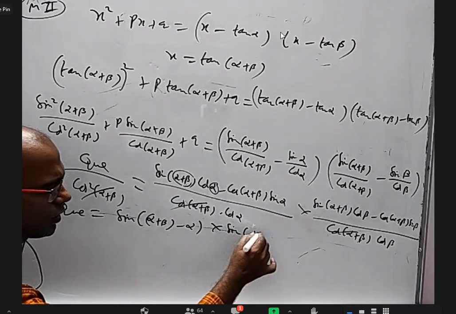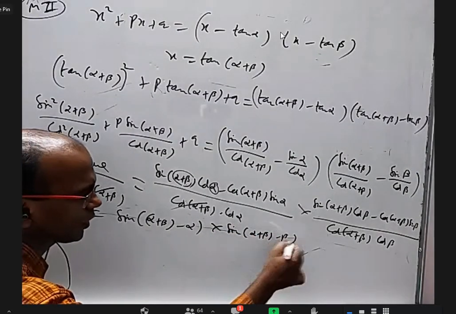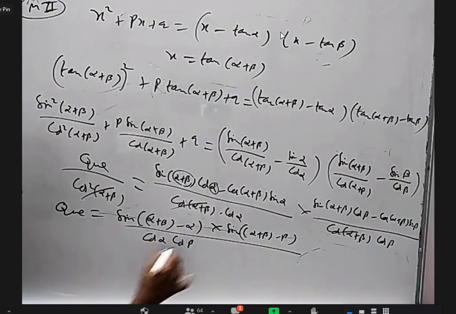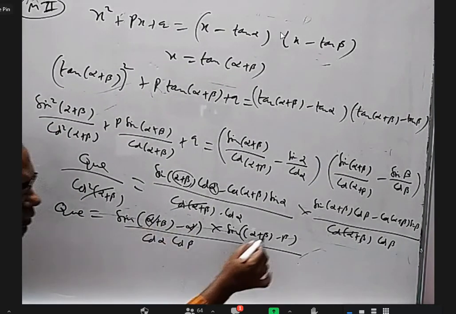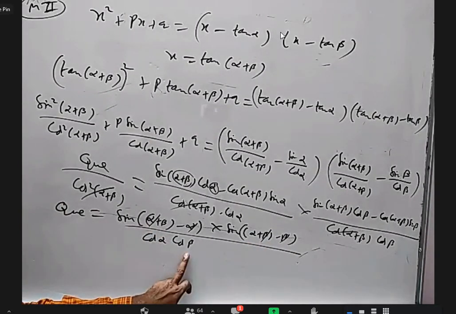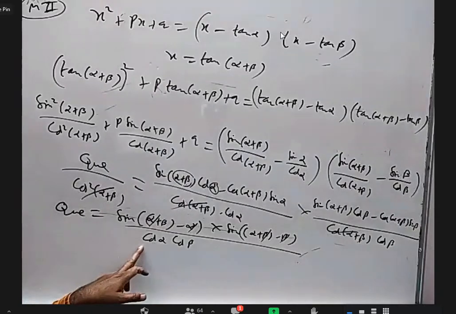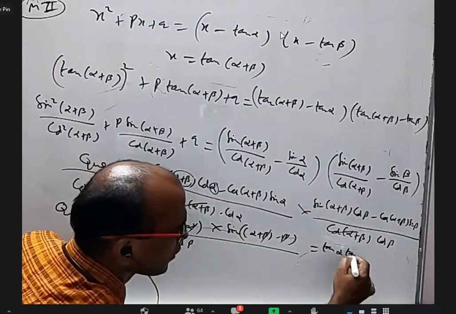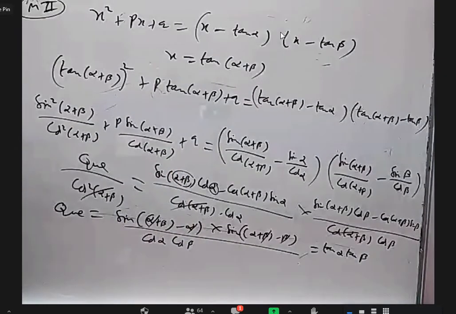Similarly, the other one is sin(α+β−β) by cos α into cos β. Here alpha will cancel, here beta will cancel. So I got sin β by cos β, tan β, and sin α by cos α is tan α. So I got tan α into tan β. So that is the product of the roots.